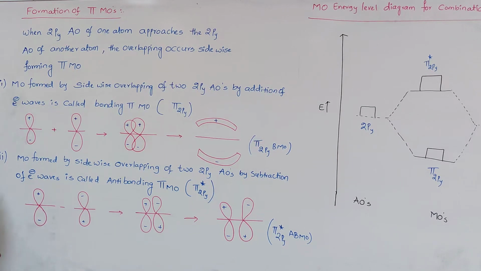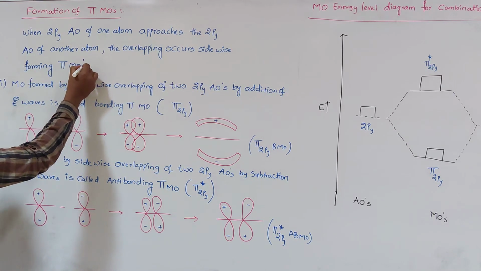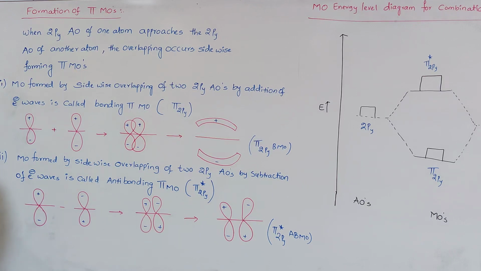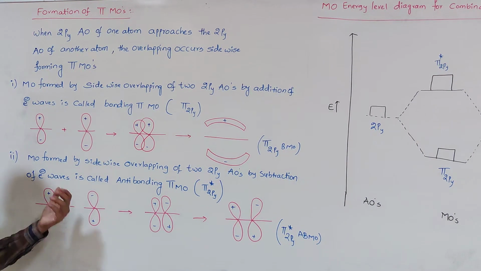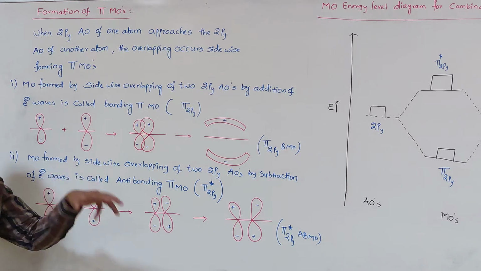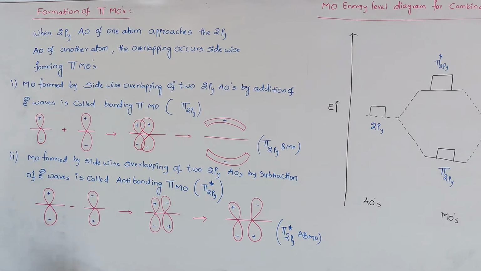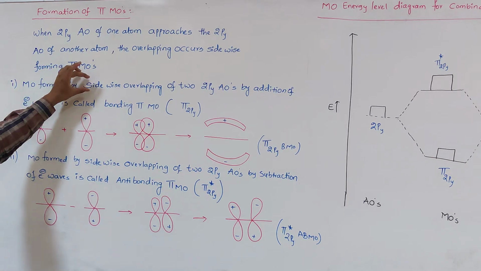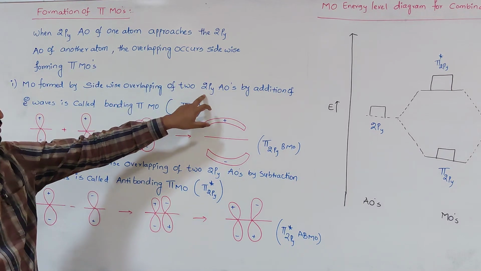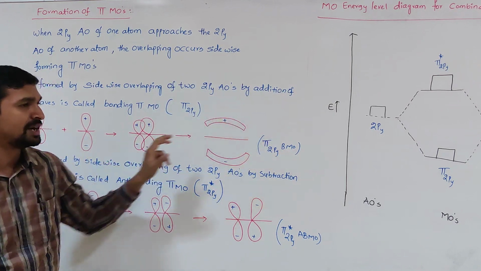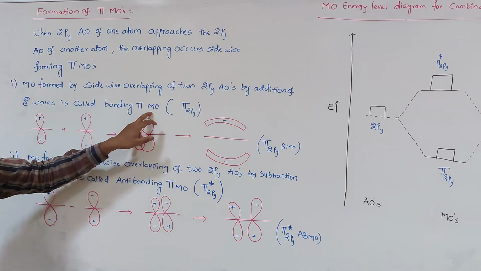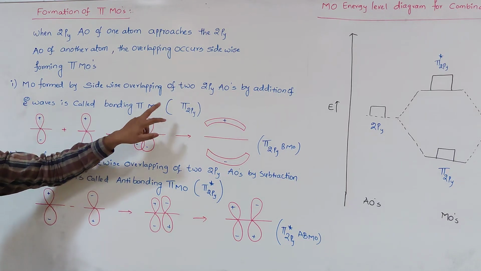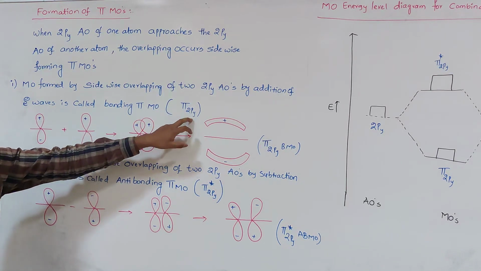So what pi molecular orbitals are formed? Again here also two molecular orbitals are formed. One is by addition of electron waves and the other by subtraction of electron waves, resulting in the two types of pi molecular orbitals. The first one, the molecular orbital formed by sidewise overlapping of two py atomic orbitals by addition of electron waves, is called the pi bonding molecular orbital. That pi bonding molecular orbital is designated as pi 2py.